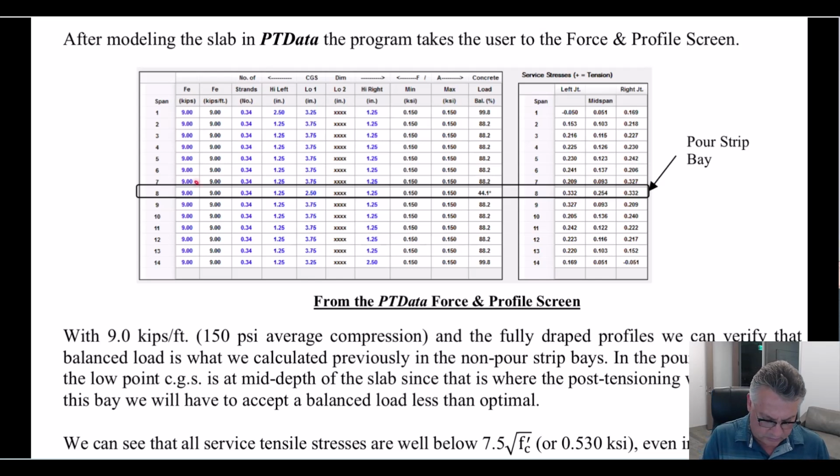So I've got 9 kips a foot throughout most of that pour strip bay. I've got a 3-foot zone in the middle of it that doesn't have any pre-stressing in it. I'm anchoring it at the low point. And then all the rest of the slab interior bays will be the full 3.75.